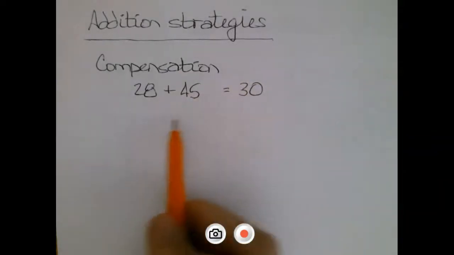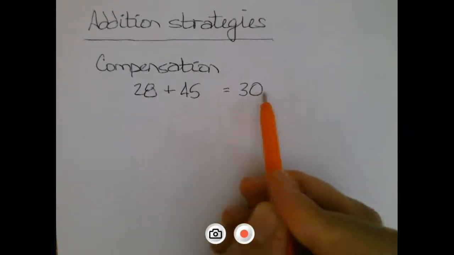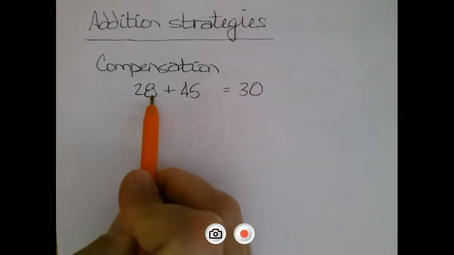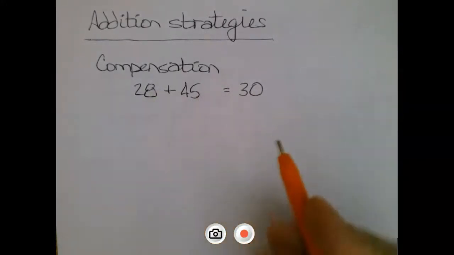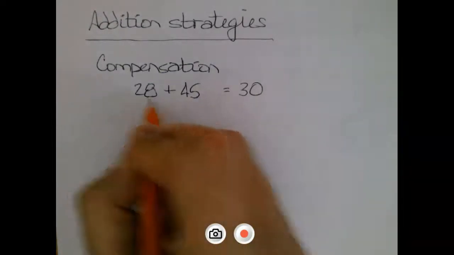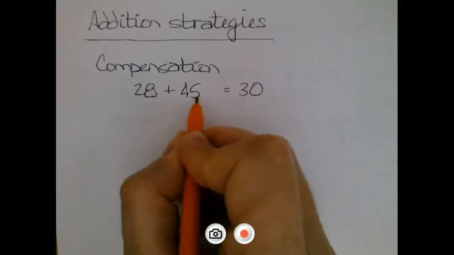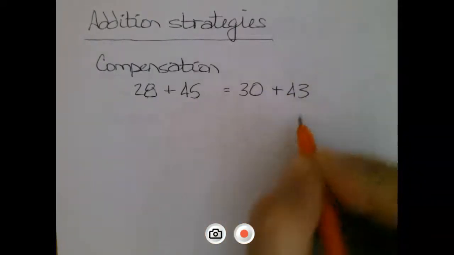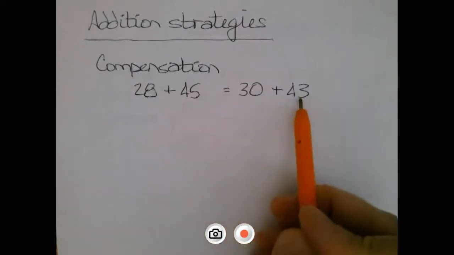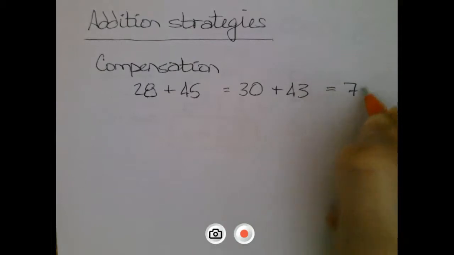But the thing is, if I put 30 plus 45, that's a totally different question than the one I started with. So I have to compensate for the fact that I made this number bigger by making my other number smaller by the same amount. I added 2 to the 28 to make it this nice round 30, but now I'm going to have to take 2 away from 45 to compensate for that. But now I have two numbers, one of them ends in 0. Those are nice and quick to add together.